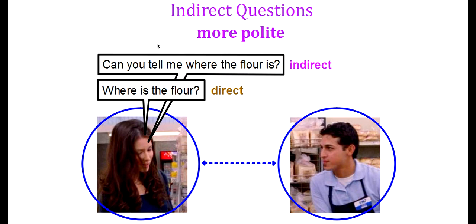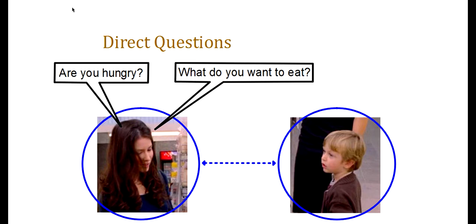Imagine Kayla were asking a question to her son. She would probably only use direct questions like, are you hungry, or what do you want to eat? Because their relationship is not so formal. They do not need to interact with indirect questions. Let's look more specifically at the structure of an indirect question.